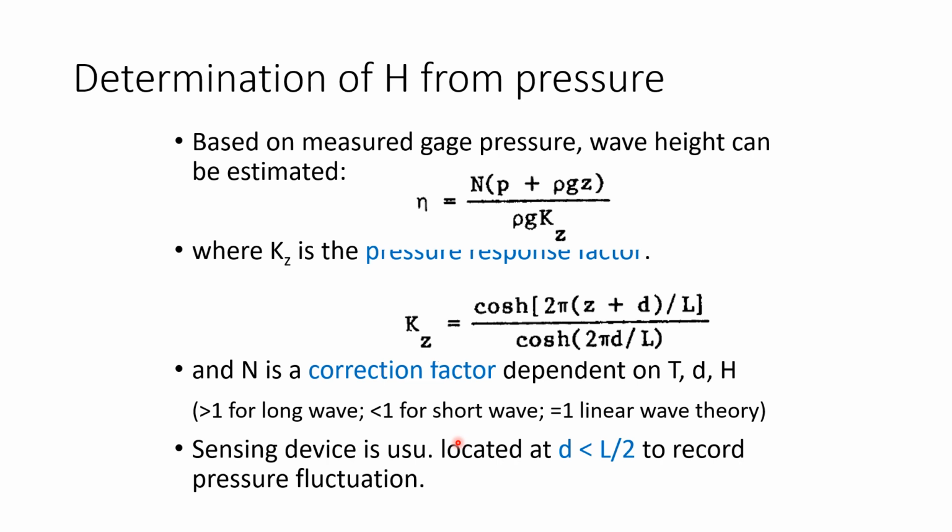Usually this wave gauge or sensing device is located at the water depth d which is less than L/2. Remember, that is where the wave oscillatory motion is important, so that the recorded pressure fluctuation can be used for the purpose as mentioned.